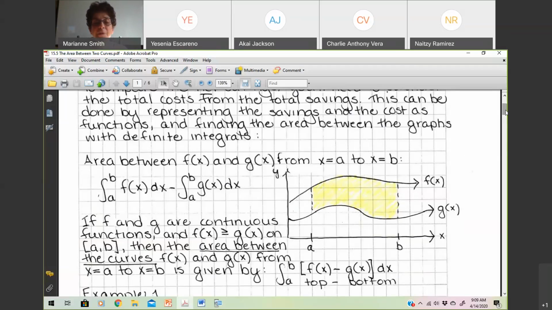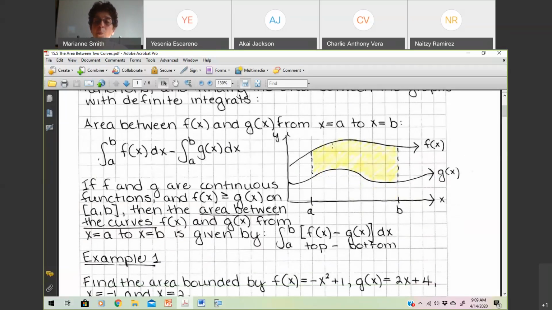As long as these are continuous functions, and the y values on f are always bigger than the y values on g, like here, the area between the two curves from a to b is given by this expression: the definite integral from a to b of f of x minus g of x, top minus bottom.